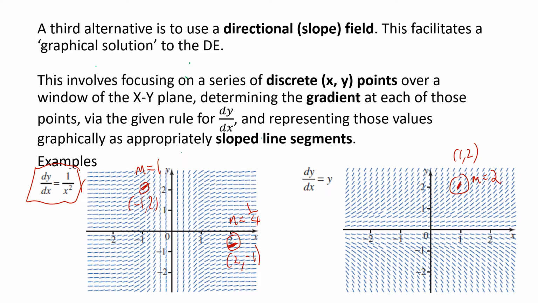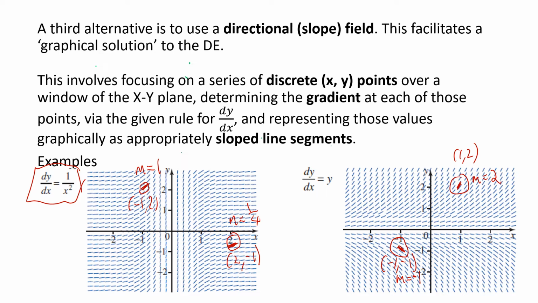If I now compare it to the line segment down here, at the point (-1, -1), if I substitute that point into my rule for dy/dx, I get a dy/dx value of -1. So there's the line segment representing that steepness, that derivative value. That's what slope fields are essentially about.